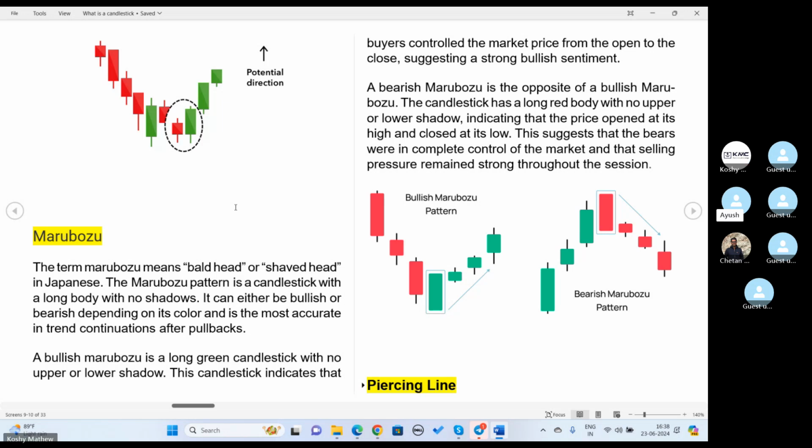I hope it is clear for one and all. Okay, next is the bullish Marubozu.